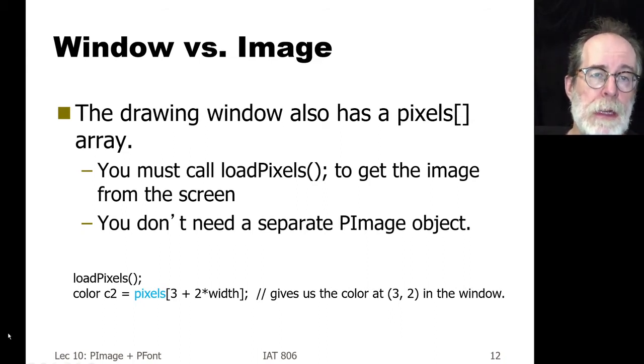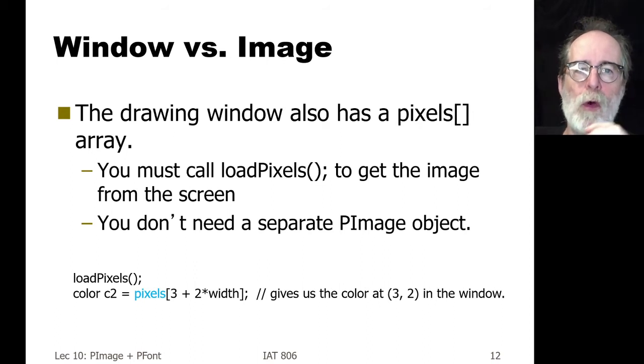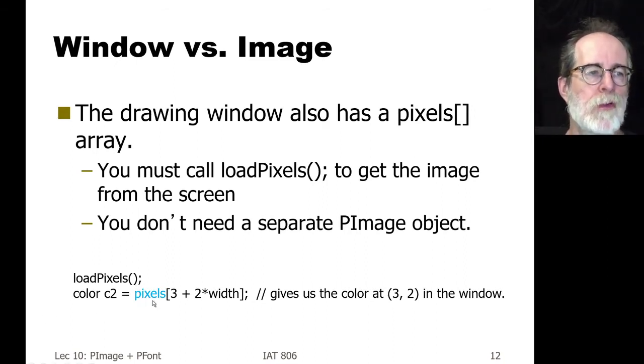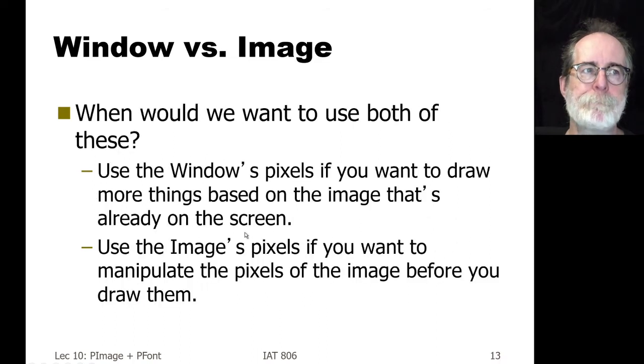You don't actually need a separate PImage object. Pixels behind the scenes is likely an alias, so to speak, for a PImage object that Processing is just creating for you and making ready for you to access with a minimal amount of text. So here's the example. loadPixels loads the drawing area, and then color c2 equals pixels[3 + 2 * width], and that gives us the color at pixel x equals 3, y equals 2 in the window, somewhere in the upper left corner of the drawing area.